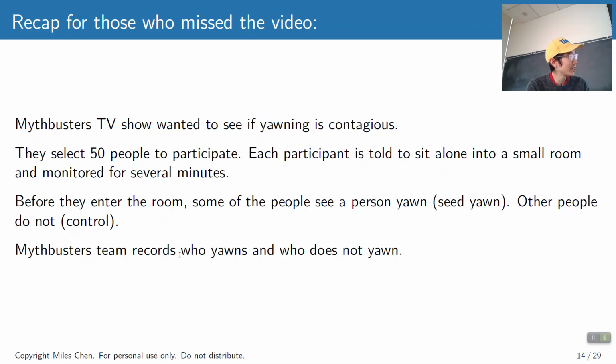So this is for people watching the video who didn't get to watch. In the video, Mythbusters wanted to test the hypothesis of whether yawning is contagious, so they set up an experiment and got 50 people to participate. Each participant was told to sit in a small room and was monitored for several minutes. Before they entered the room, some of the people saw a person yawn, and that's the seed yawn group, and other people did not see anybody yawn, and that's the control group. Then the Mythbusters team records who ends up yawning and who doesn't.